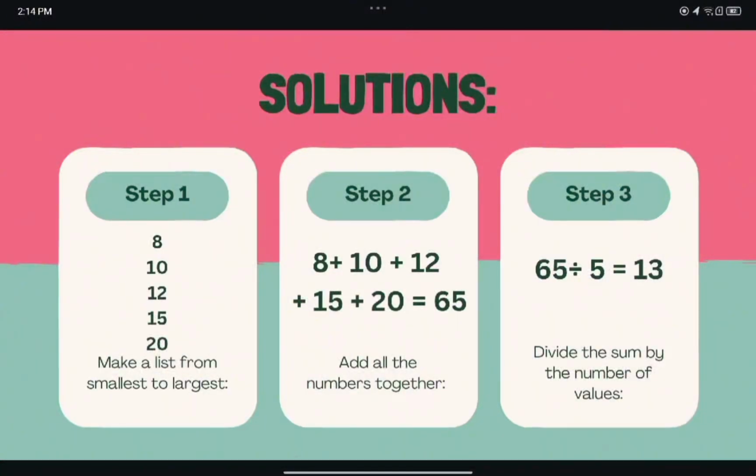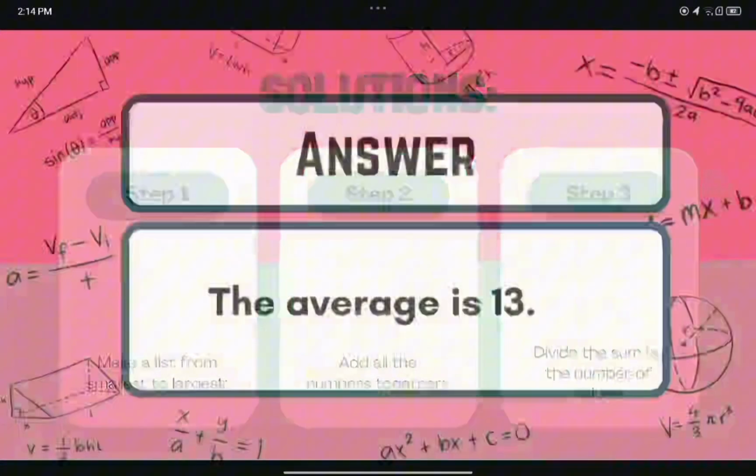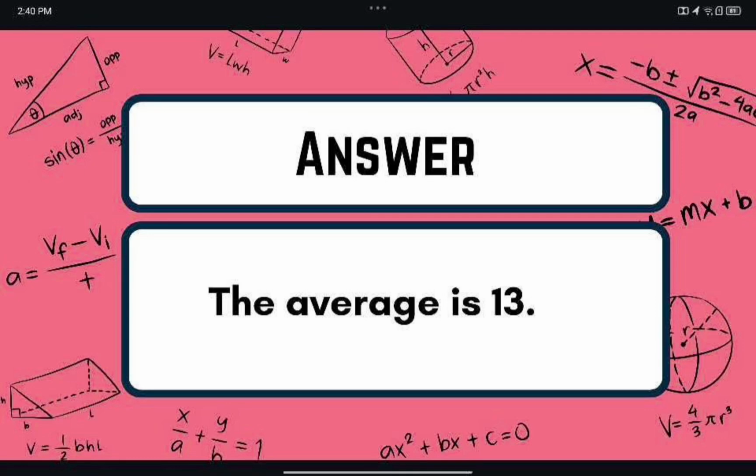Step 3. Divide the sum by the number of values. I-divide lang natin yung total na nakuha nating sum, which is 65, sa kung ilang numbers meron ka. In this case, 5 yung numbers. So, 65 divided by 5 equals 13. So, the answer is, the average is 13.